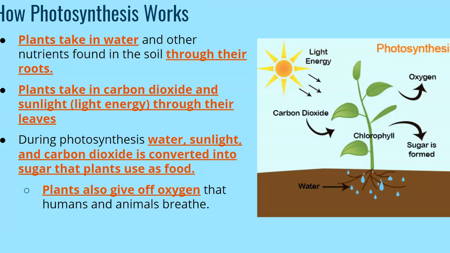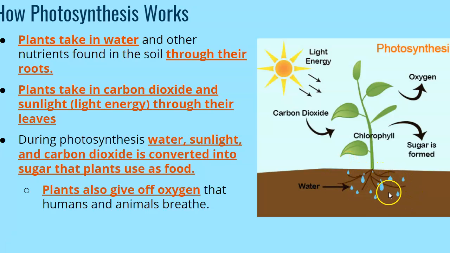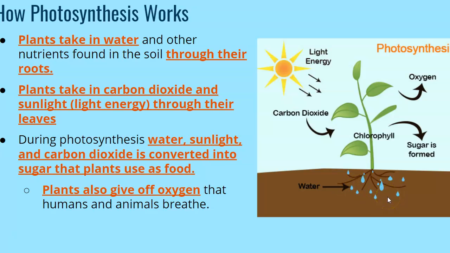Plants take in water and nutrients found in the soil through their roots. Now remember when we looked at our simulation, the nutrients and water were in the soil, and that water provided the nutrients that the plants needed. Plants take in carbon dioxide and sunlight, which is our light energy, through their leaves. During photosynthesis, water, sunlight, and carbon dioxide are converted into sugar that plants use as food. Plants also give off oxygen that humans and animals breathe.